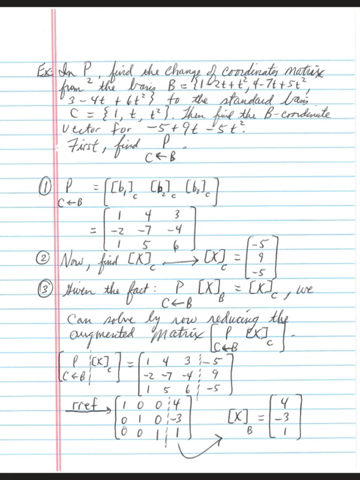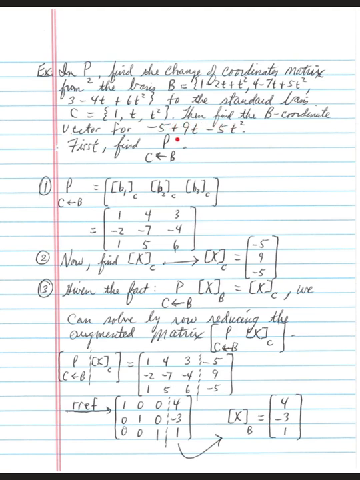In the polynomial space P sub 2, where a square or degree 2 is going to be your highest, we're going to find the change of coordinates matrix from the basis B, which has 3 polynomials or vectors, but anyway, the degree is 2, and that's going to match here. We're going to find a change of coordinates matrix from the basis B to the standard basis C. Then we're going to find the B coordinate vector for this particular vector.